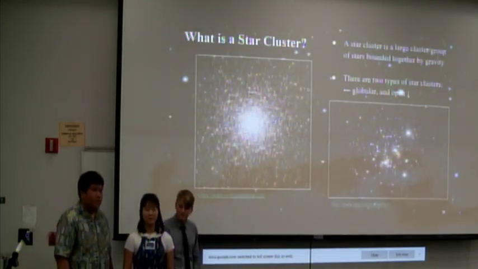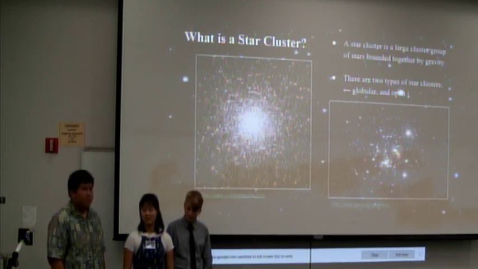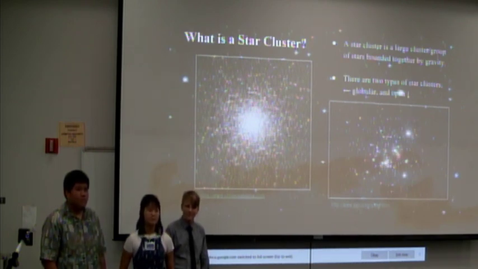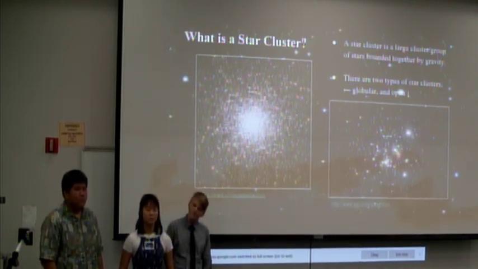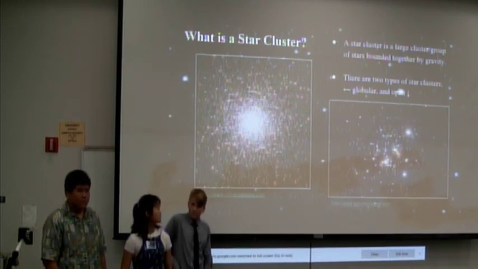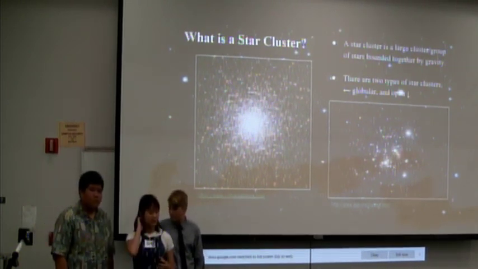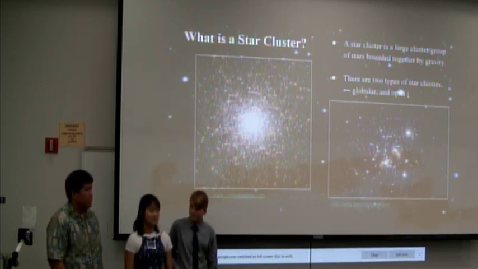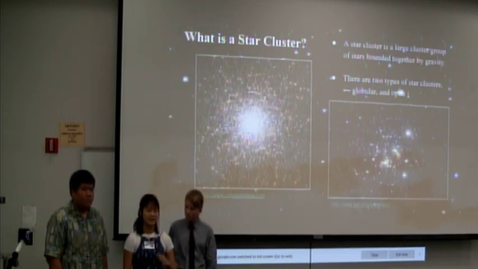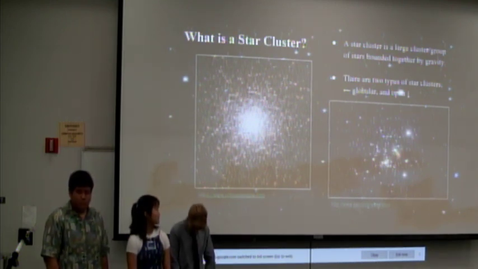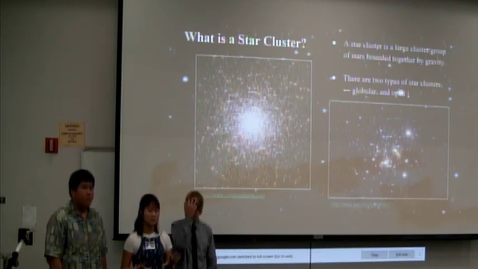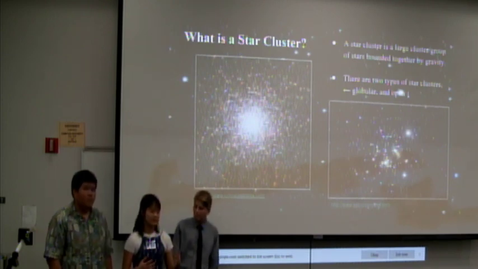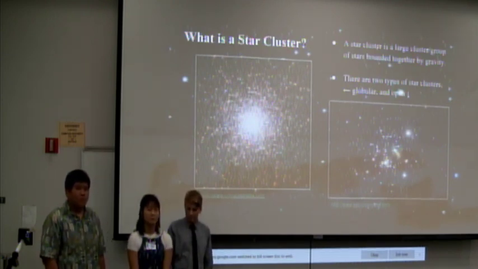Our project focuses on star clusters. Star clusters are groups of stars bound together by gravity. There are two main types of star clusters: globular clusters and open clusters. Globular clusters appear to be more dense. They're relatively older, and the stars they contain vary in ages and composition. Open clusters appear to be more spread apart. Most of these are considered closer, and the stars they contain share similar ages and compositions.